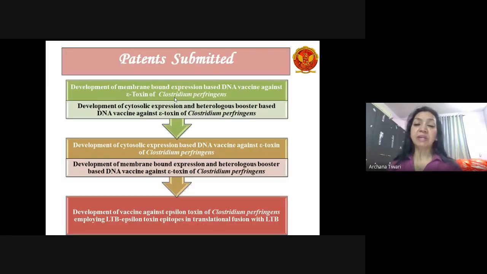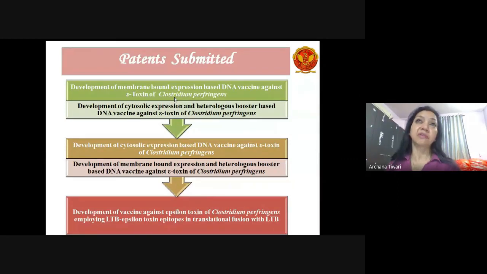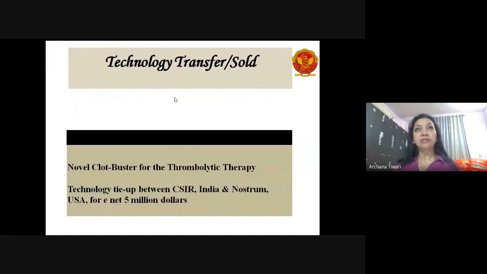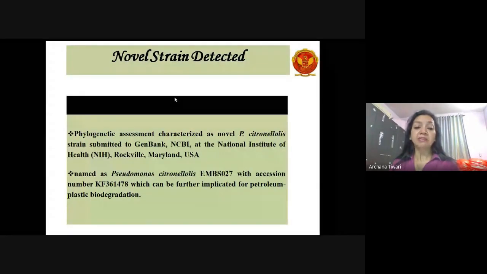Patents submitted: 5 patents have already been applied for in India, for the development of subunit rDNA vaccines against Clostridium perfringens, which causes a fatal disease in sheep. Technology transfer, that is a novel clot buster for thrombolytic therapy, and a technology tie-up between CSIR India and Nostrum USA for $5 million. Novel strain detected, that is Pseudomonas citronellolis, for petroleum plastic degradation.